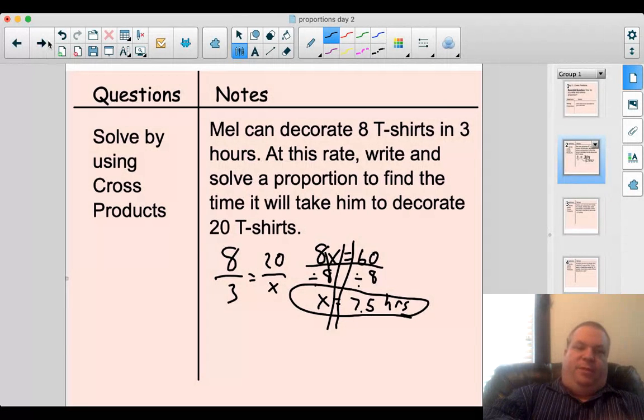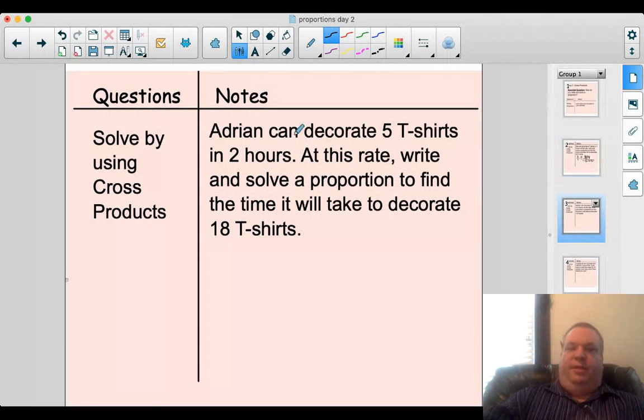All right, next one. So Adrian can decorate 5 t-shirts in 2 hours. So here's a similar one. So let's try setting it up the other way just to make sure it still works. So let me do hours per shirt in this case. So 2 hours on top gives me 5 t-shirts. Okay, so this is a ratio of hours to shirts.